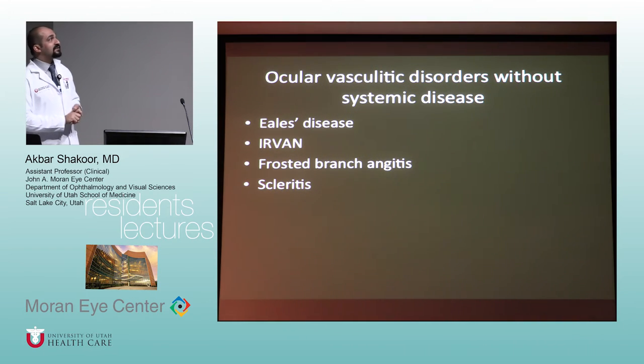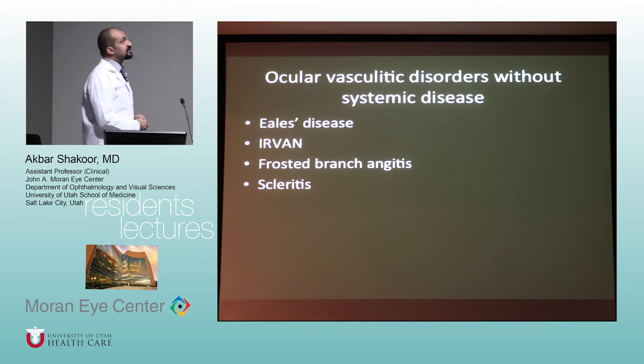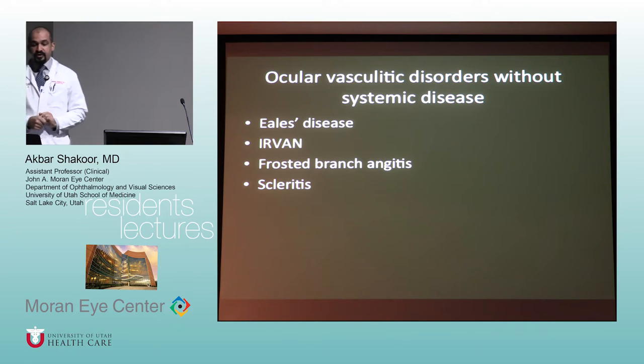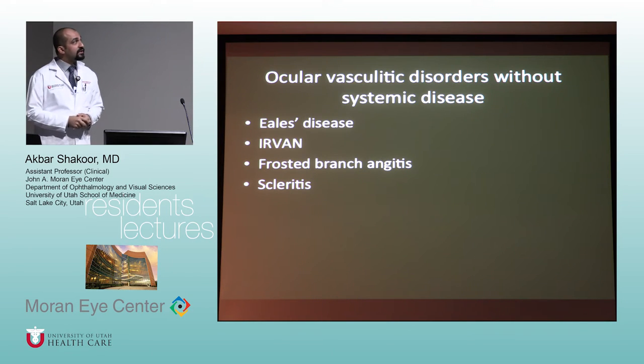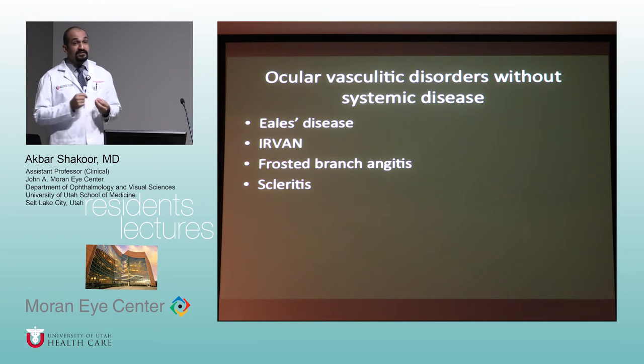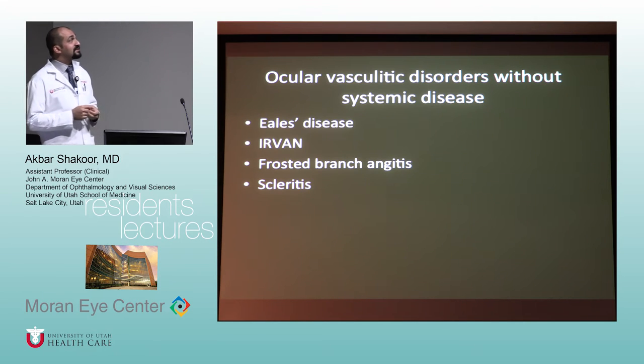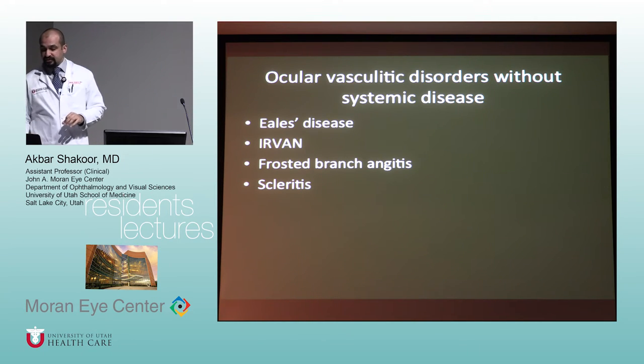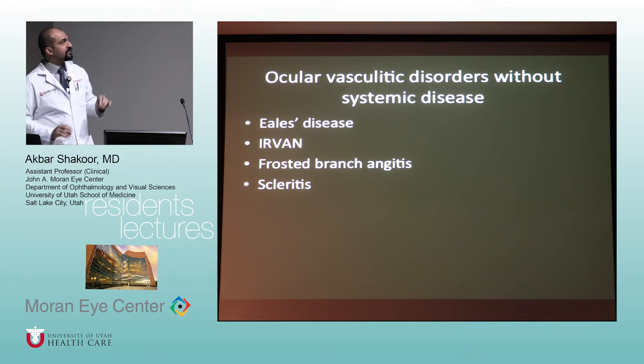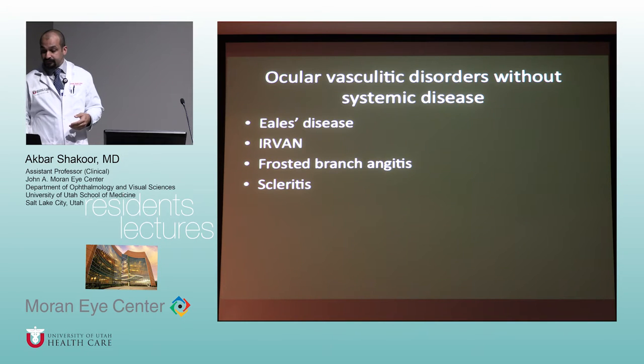There are ocular diseases, amongst others, that occur without systemic disease. Eales disease is one such disease, Irvine-Gass, or idiopathic retinal vasculitis and neuroretinitis. Frosted branch angiitis and scleritis are all diseases. These are all vasculitic inflammatory diseases without systemic disease for the large part. A little asterisk on scleritis, which has a higher rate of association with systemic vasculitis and other diseases too.